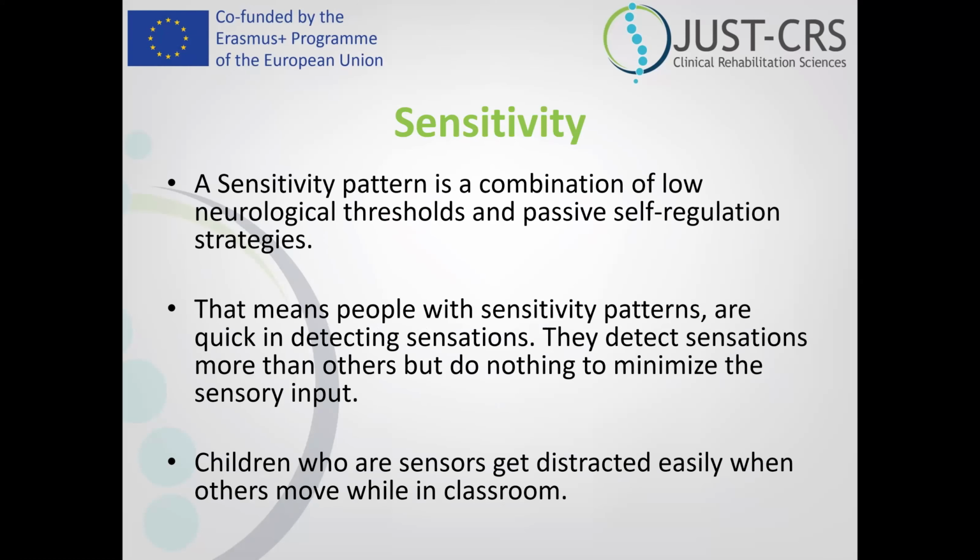The third sensory pattern is called sensory sensitivity, and it's a combination of low neurological thresholds and passive self-regulation strategies. People who are sensitive are very fast in detecting sensations. That's why they have low neurological thresholds. But they are passive in the other way. They do nothing to minimize the sensory input. They detect more than others, but they do nothing to minimize the sensory input.